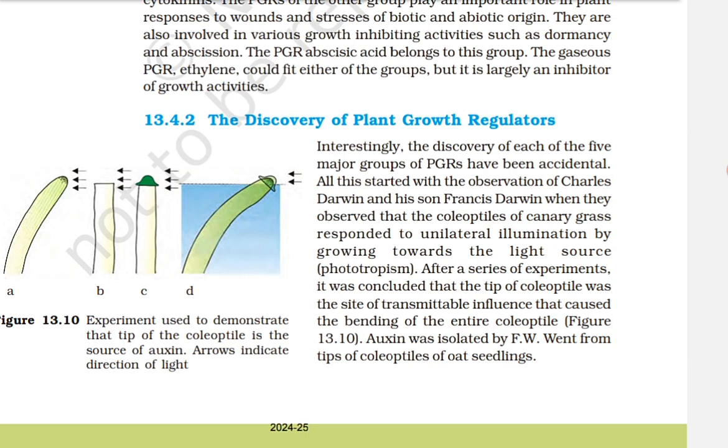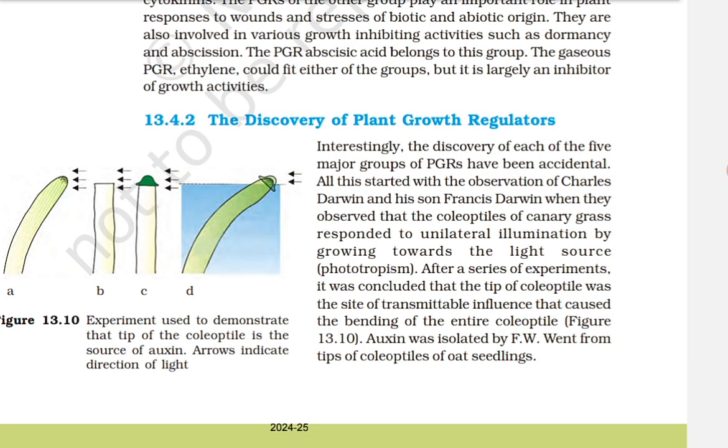In the figure, experiment used to demonstrate that tip of the coleoptile is the source of auxin. Tip of coleoptile is the source of auxin. Okay? Auxin was isolated by F.W. Went from the tips of coleoptiles of oat seedlings. This is an important line. Auxin was isolated by F.W. Went from the tip of coleoptiles of oat seedlings. Understood?